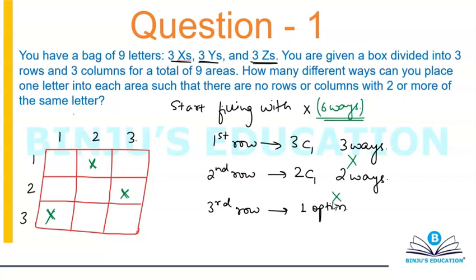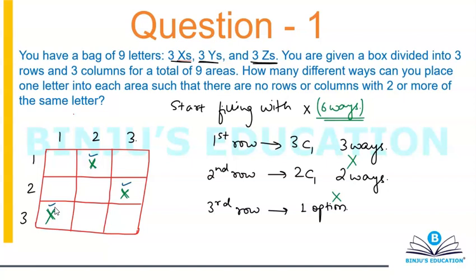Now let's see what we can do with y and z. Let's start with y. Now I'm gonna go ahead with this case, that is x here, and x here. Now whatever number of ways of arranging or distributing y and z comes out to be, I'm gonna simply multiply it by 6, because that represents the total number of ways of arranging x's. Okay, I'm gonna simply do that.